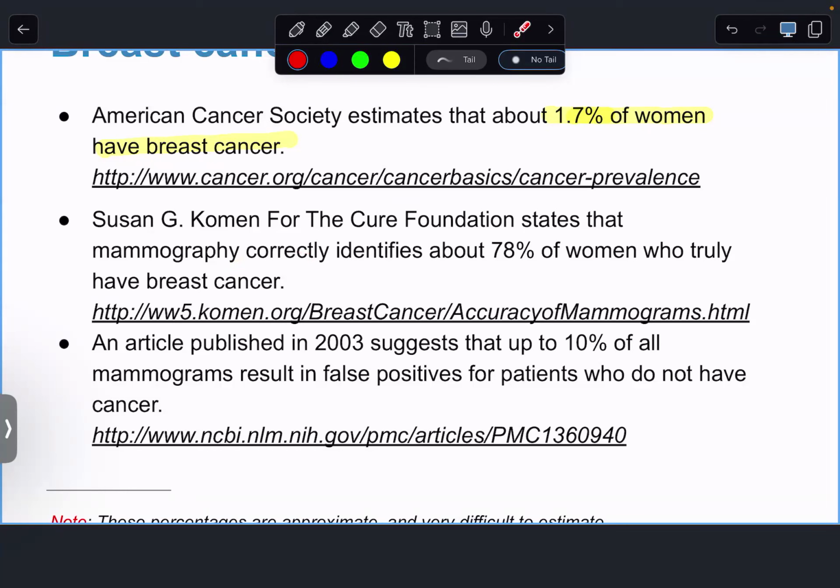Susan G. Komen for the Cure Foundation states that mammography correctly identifies about 78% of women who truly have breast cancer. Okay? And so it's pretty low.